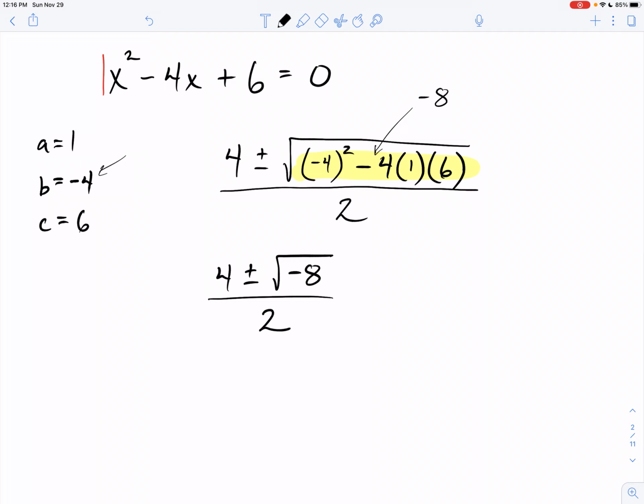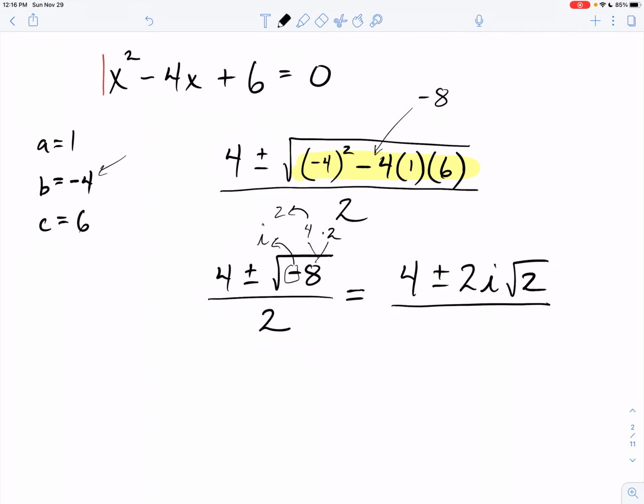Now guess what? Up until Algebra 2, we tell you to stop working because you can't take the square root of a negative. But you guys know better now. This means I'm going to have an i popping out. And then I look at this guy and I say, hey, I could simplify 8. I could say my list of perfect squares. I could say 4 times 2. That means I can take a 2 out. So let's rewrite this. There's too much action going on here. And I'm going to say it's 4 plus or minus 2i rad 2 over 2.